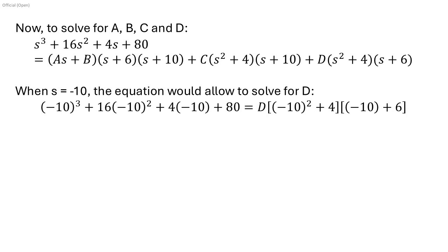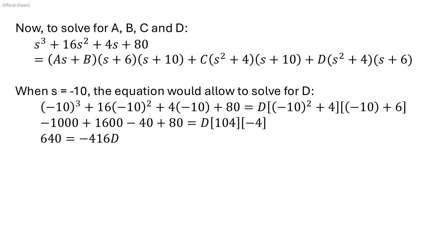To solve for d, let s be equal to -10. Substitute for s in the equation. This gives 640 on the left-hand side, and -416d on the right. Hence, d equals -640 over 416. Which is simplified to -80 over 52, then to -20 over 13.